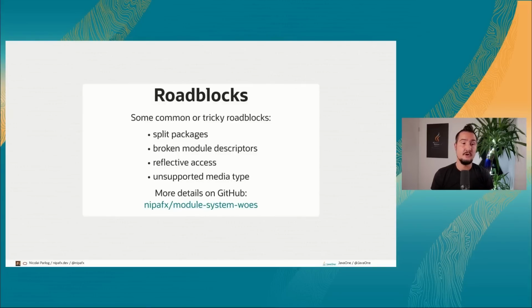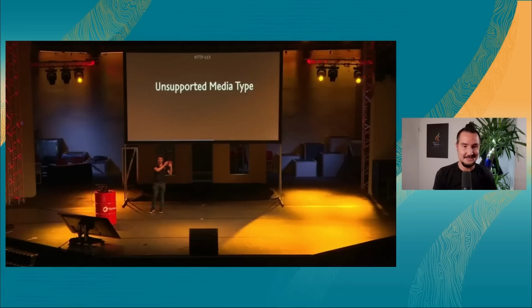So some common or tricky roadblocks are split packages, broken module descriptors, reflective access, and unsupported media type. The last one is a little bit odd, so I'm going to go into that. The other three I recommend to check out my GitHub. It's nipafx/module-system-woes, where there's some code and some examples for how to handle the other three. So let's talk about unsupported media type.